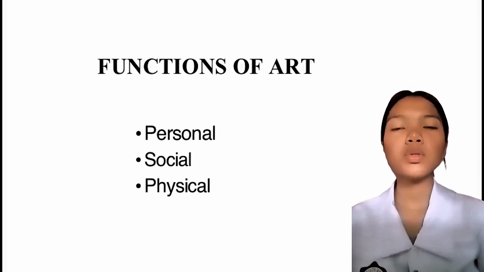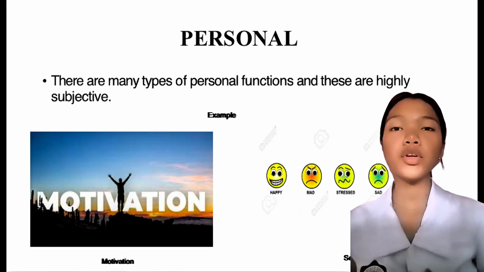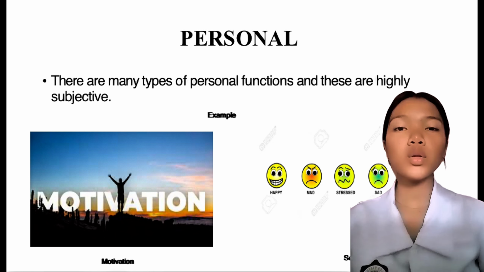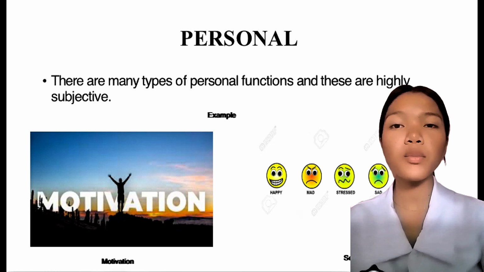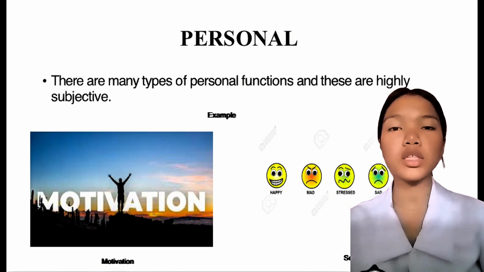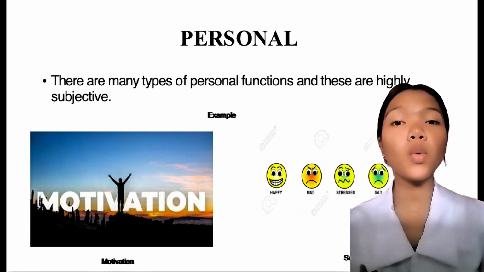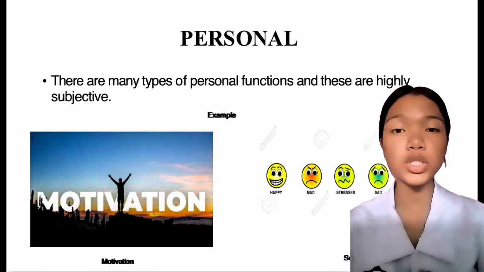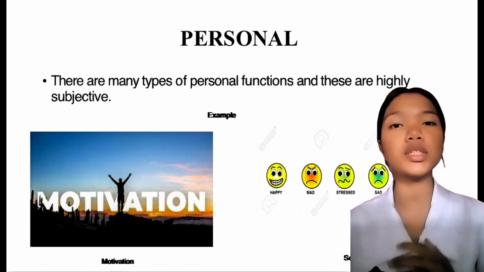Function of art: personal, social, and physical. Personal functions are the different ways we think, feel, and act as individuals, and also how we show our feelings individually. Examples are motivation and self-expression. Motivation is what gets you going and makes you want to achieve things. Self-expression is how we show our feelings and personality, like being happy, sad, or stressed.